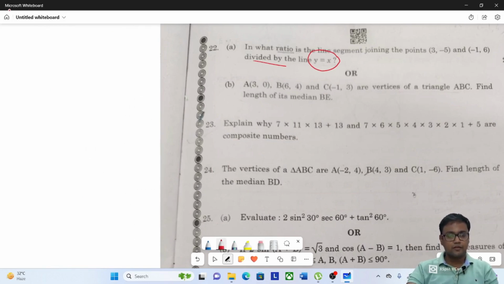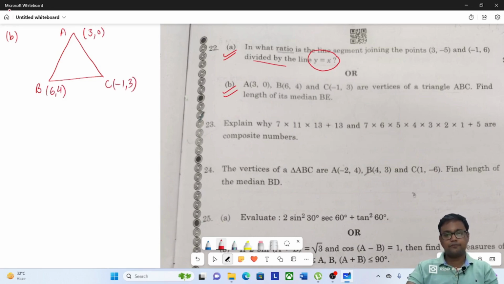Question number, same question but a different part. We have attained the answer of the first part. Now we will do the choice. A, B and C are the vertices of a triangle ABC. So we are given a triangle and its vertices. The vertices are A (3, 0), B (6, 4), C (-1, 3). So we need to find the length of its median BE.